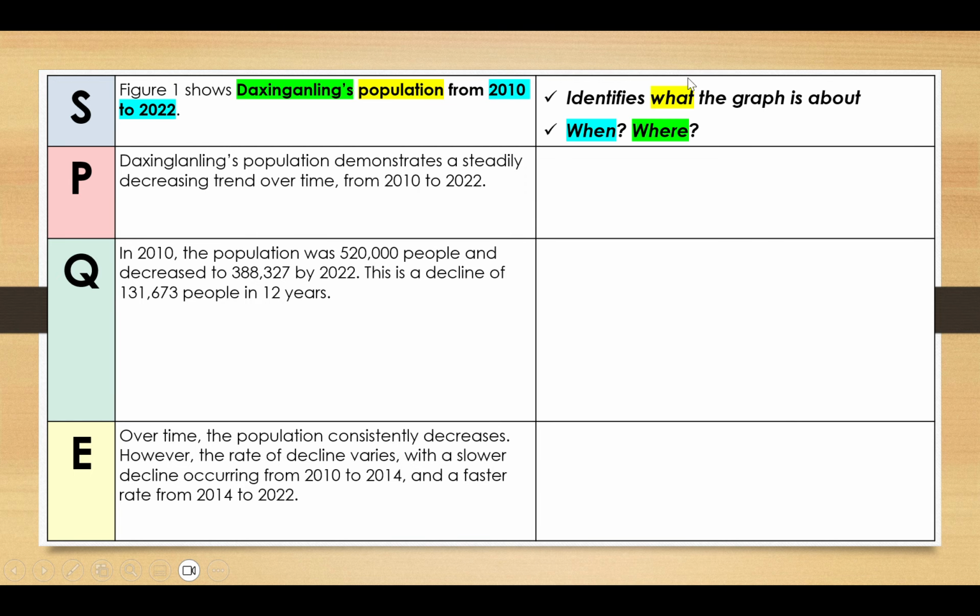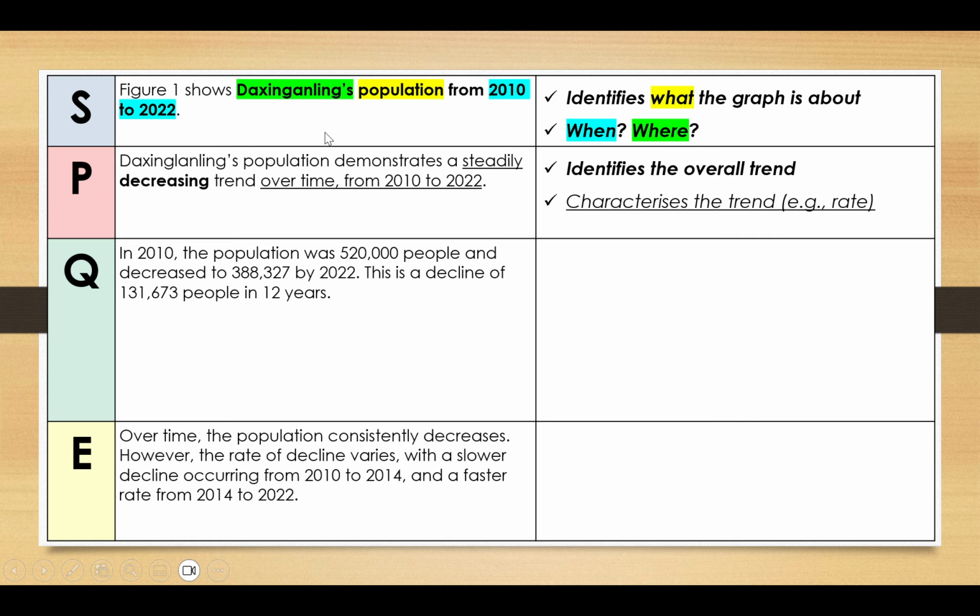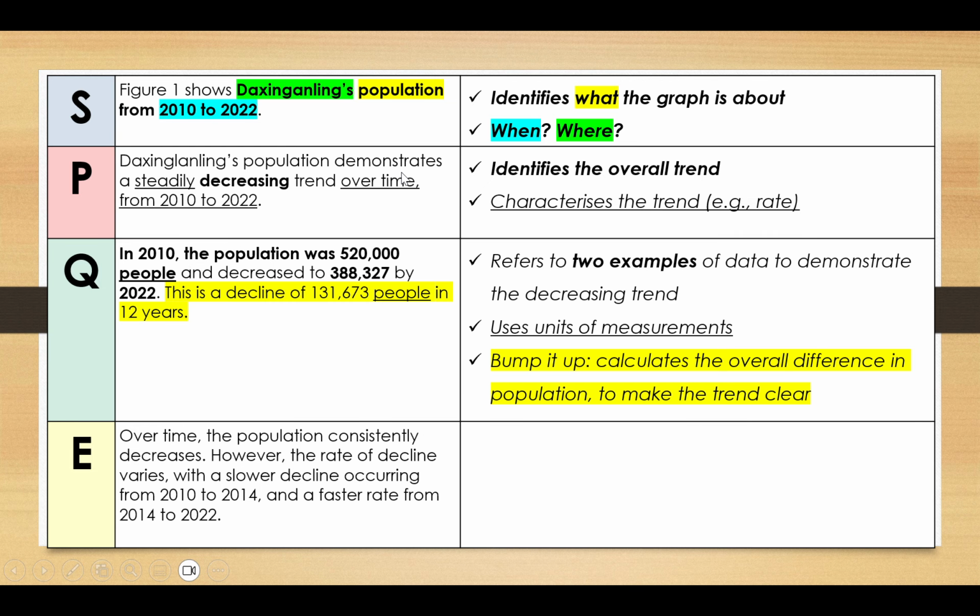Again, I identified the what, the when, the where. I identified the overall trend and that it's decreasing, and I gave some extra details such as the rate of decrease and also when it decreased, like the years. In the quantify section, I referred to two examples. I referred to 2010 and 2022 and showed that in this year it was higher and this year it was lower. I used the correct units of measurement, so we're talking about 520,000 people.